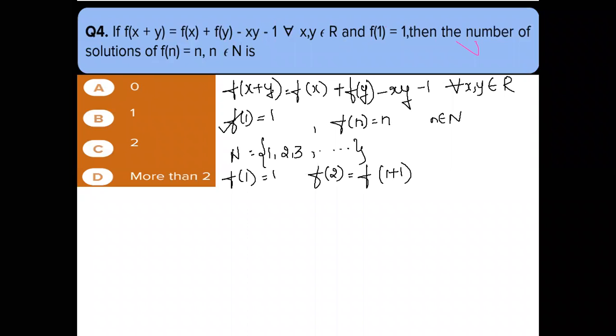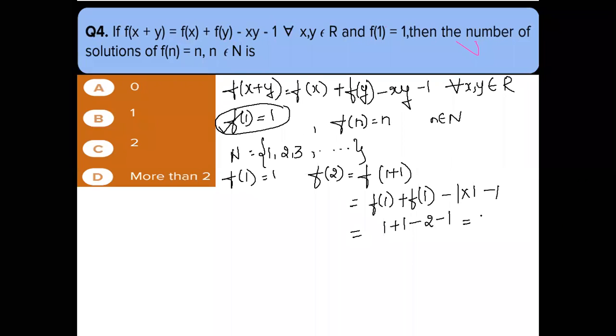We know f of x plus y is equal to f of x plus f of y minus xy minus 1. Now what is f of 1 plus 1? It is f of 1 plus f of 1 minus 1 into 1 minus 1. But what is f of 1? It is 1 plus 1 minus 2 minus 1. Sorry, 1 into 1 is 1. So 2 minus 1 minus 1 is 0. So what we got? f of 2 is 0.